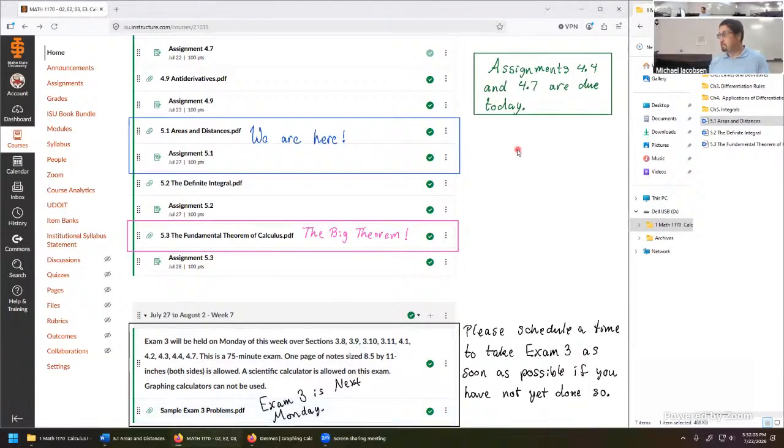Well, aside from the exam, we're going to continue on through section 5.1. And on our Thursday's class, we're going to get into the fundamental theorem of calculus to see how antiderivatives connect with the problem of finding areas and distances, areas under a graph. But any questions or comments at all before we start today?